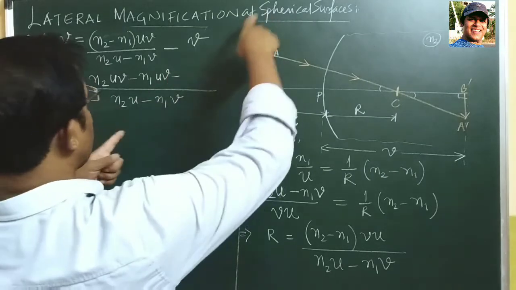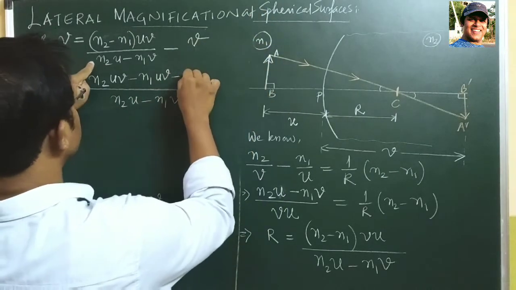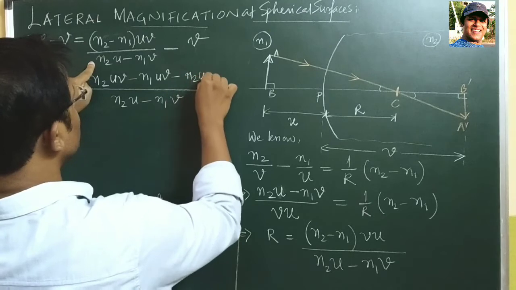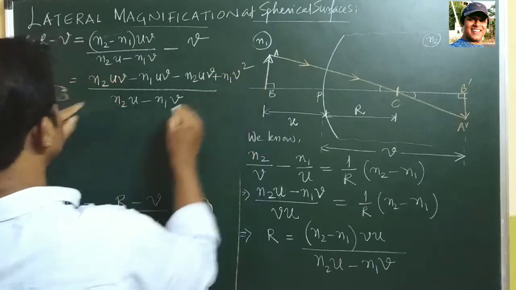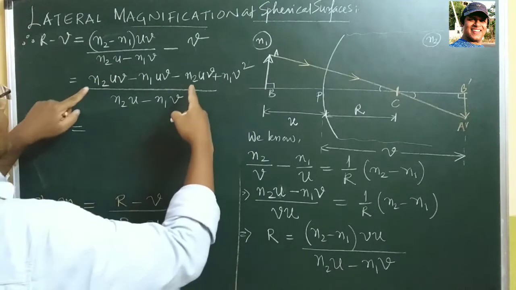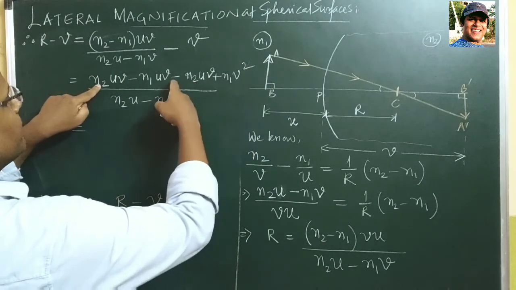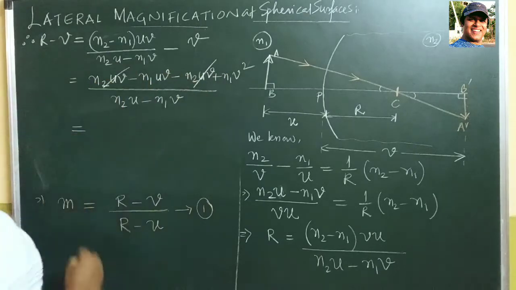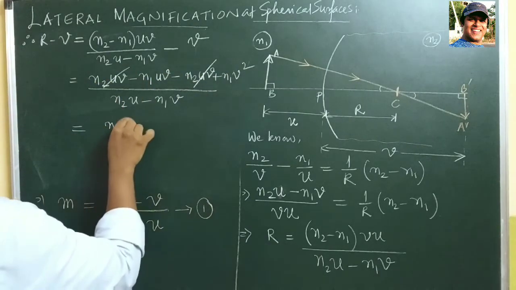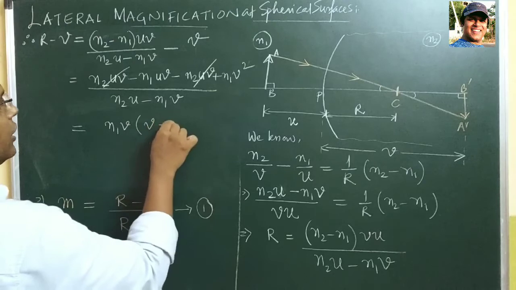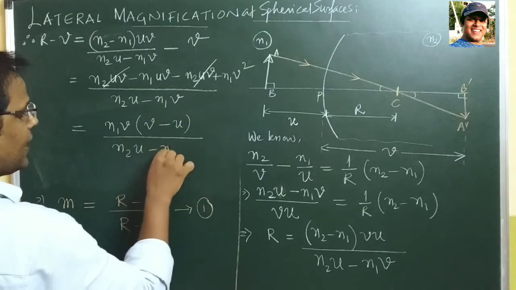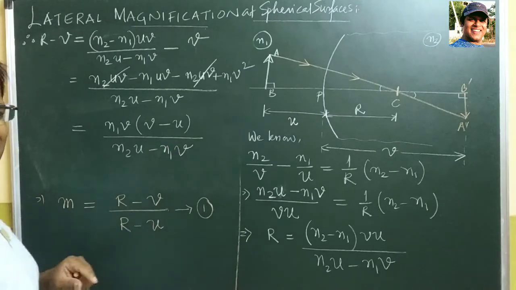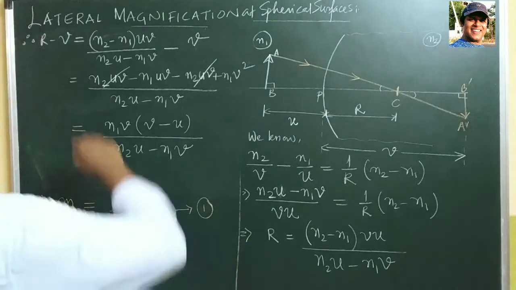And this entire thing is going up there. Multiply it carefully. N2UV minus into minus is plus N1V square. सब कुछ ठीक है. N2UV minus or plus. ये उड़ गया. And you're left with N1V as common there. This is V minus U on the top. N2U minus N1V. Most of you can do it by yourself.